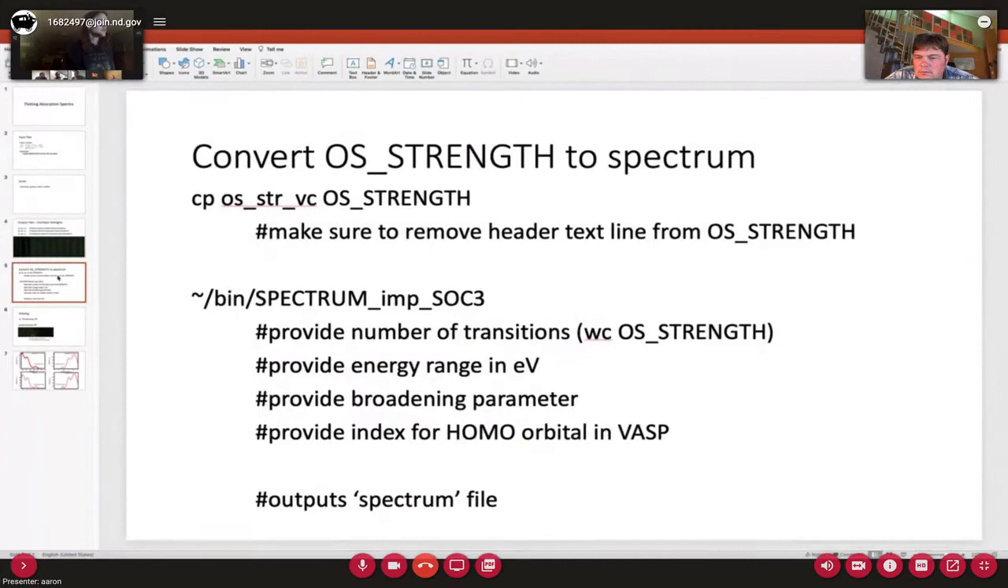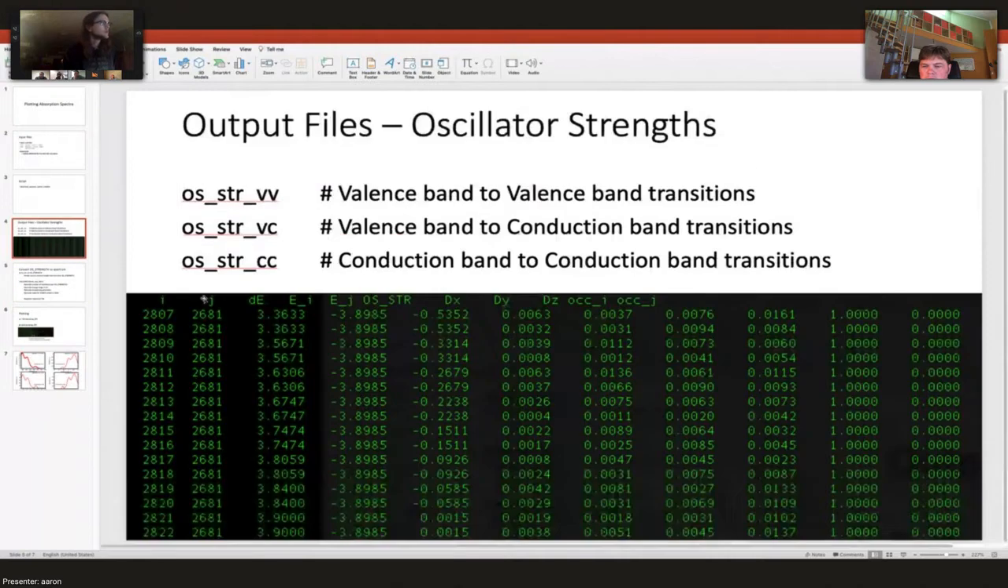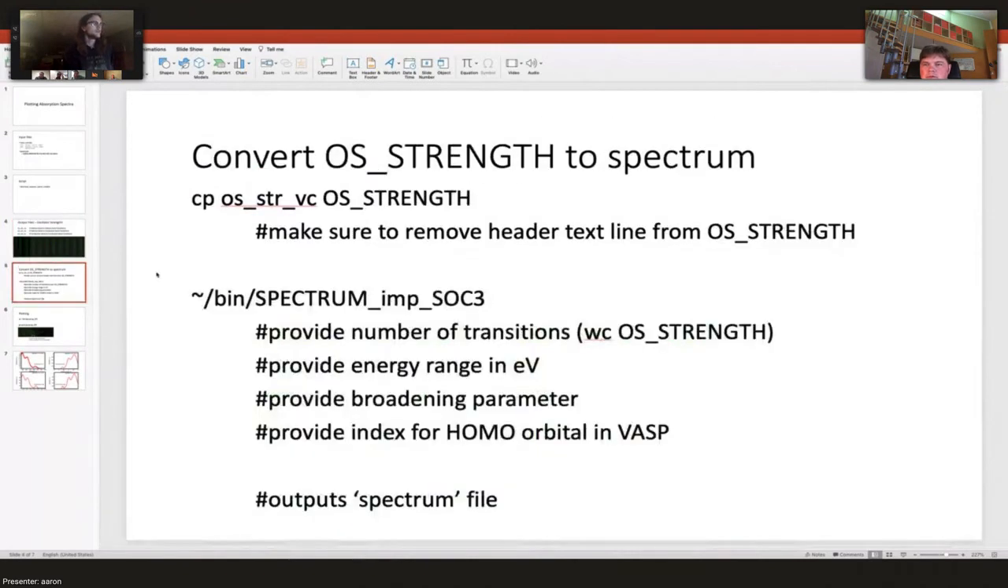The two plots. One option is you could just plot stick plots from the oscillator strength files, but to generate something that looks like an absorption spectrum, we have to convert these oscillator strength files to spectrum files. So to do that, you just copy your oscillator strength file to big oscillator strength, or big OS underscore string. You want to make sure that you remove the header text. After you copy it, delete the first line, otherwise you'll get an error when you try to run the script.